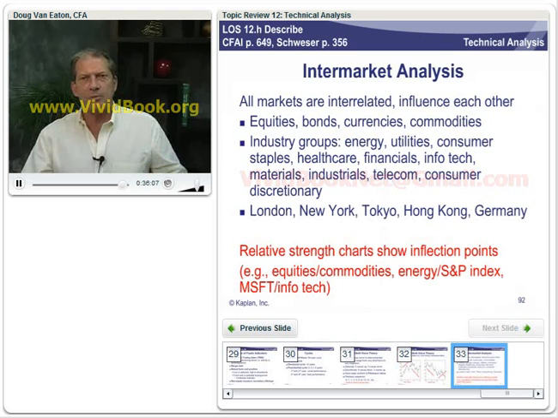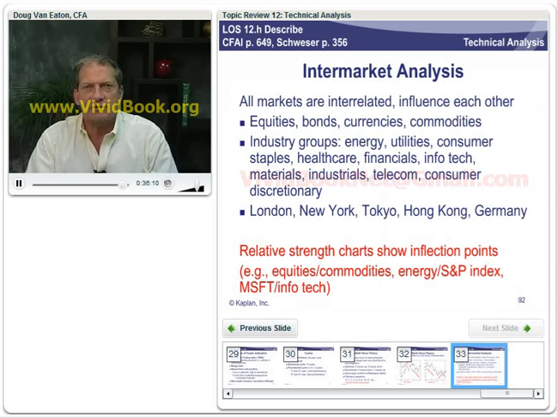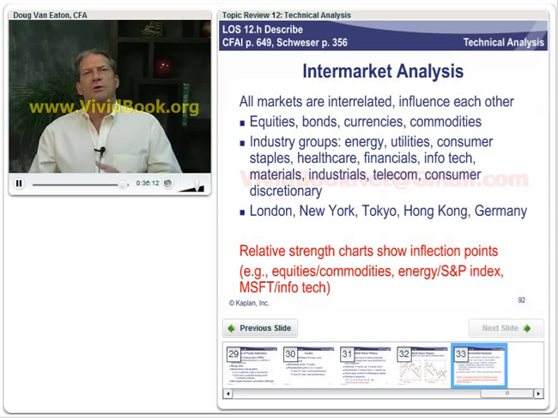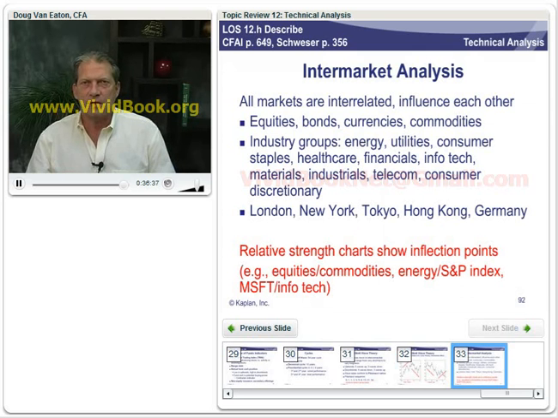The last topic here for us is intermarket analysis. Now there's certainly a relationship between bond prices and interest rates, and between interest rates and stock prices. So we may see sometimes a divergence: when bonds go up, it's because interest rates go down, but money moving into bonds may be money not moving into stocks, and vice versa. So intermarket analysis looks at these interrelationships. And these could be equities, bonds, currencies, commodities, all are interrelated.